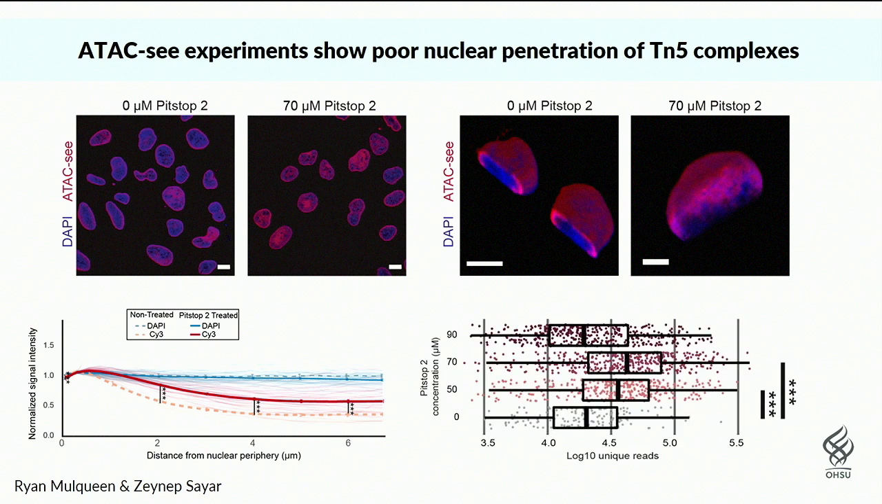And this translates directly to a greater number of unique reads per cell. So we're getting more information that we can obtain of accessible chromatin per cell, and it ranges between about 2 to 3-fold on the lower end, up to as much as 8-fold more unique reads per cell.